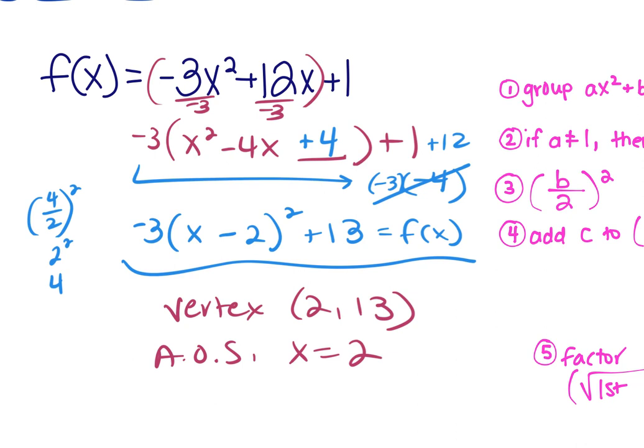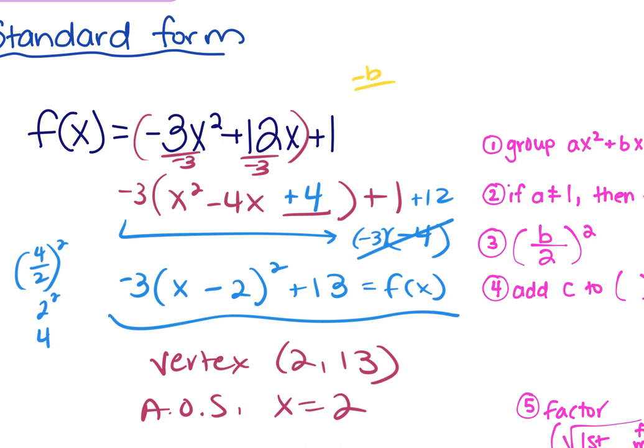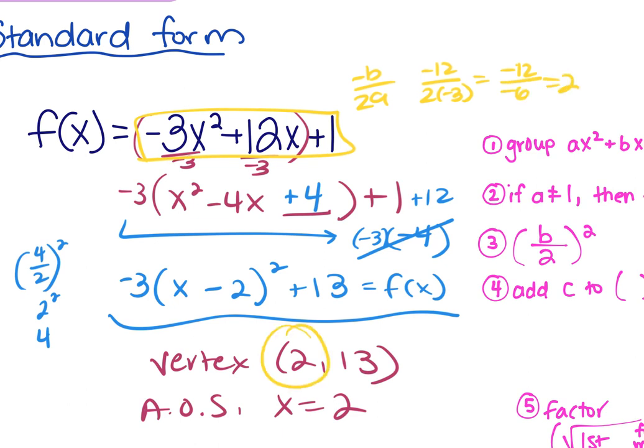Now let's say I had an extra couple minutes. I went all the way through the test. I finished my test, and I'm done and I have a couple extra minutes. I can come back up here and I can check my h by doing negative b over 2a from the initial question. So negative 12 over 2 times negative 3 is negative 12 over negative 6. That's 2. That matches my h. At least you know that's right. If you have time, plug it back in and check your k too, okay?